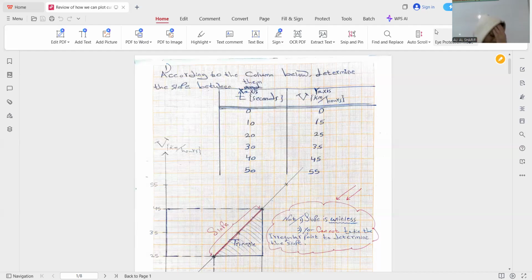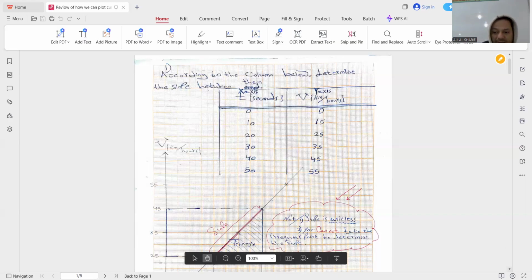According to the columns below, determine the slope between x and y, or let me say between time and velocity. When I take a look at these numbers, we can say that by increasing one of them, the second will increase too. That means theoretically I have a linear relation between them. It's a direct linear relation specifically. Let's prove that. Go to x and y, like I said before.